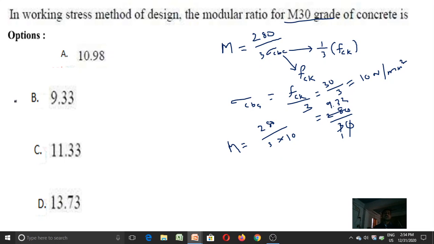So let us see the options. A is 10.98, which is not the right answer. Option B is 9.33, so it is the right answer. So option B is the correct answer for this question. Let us see one more question.